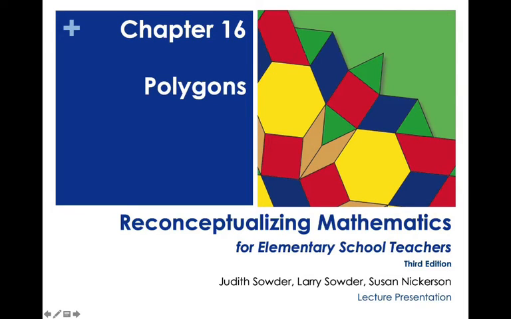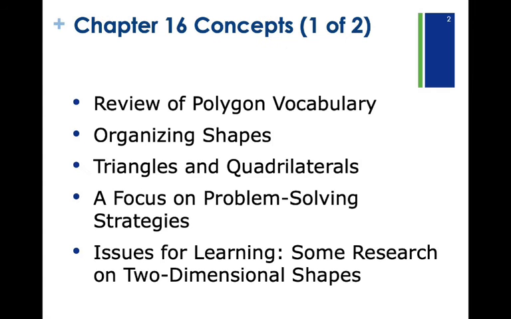Okay, so here we're going to look at chapter 16, which deals with polygons, and we're going to review some kind of definitions and vocabulary. So chapter 16 concepts here are review of polygon vocabulary, organized shapes, triangles and quadrilaterals. Then we'll focus on some problem solving and then issues with some learners. So this is covering 16.1, which will deal with a review of polygon vocabulary.